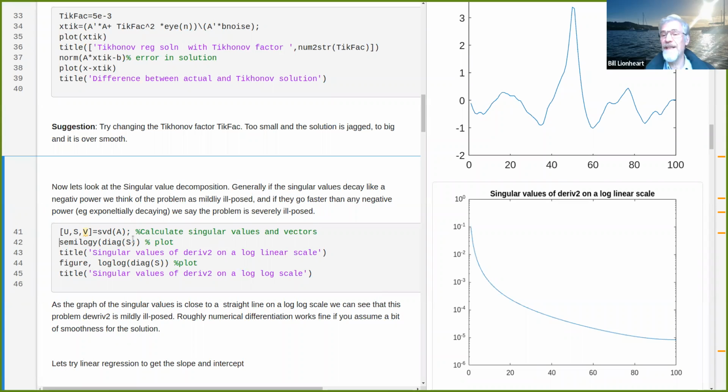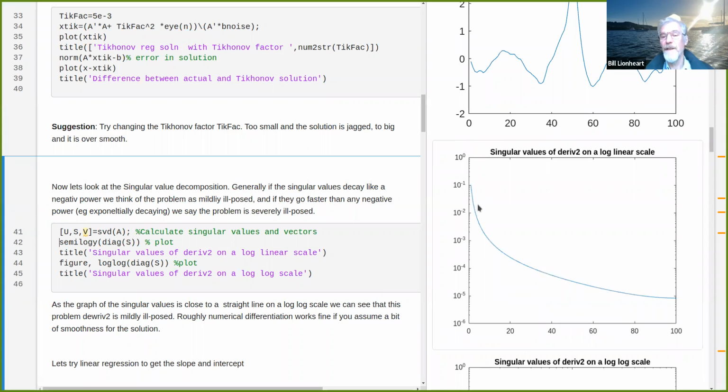Now, to plot the singular values, I've just done diag. Diag of a matrix gives you the diagonal. Diag of a vector gives you a diagonal matrix. So semilogy is a log-linear plot, and for deriv2 here on a log-linear plot, you see the singular values going down, and you wonder actually if that's a power.